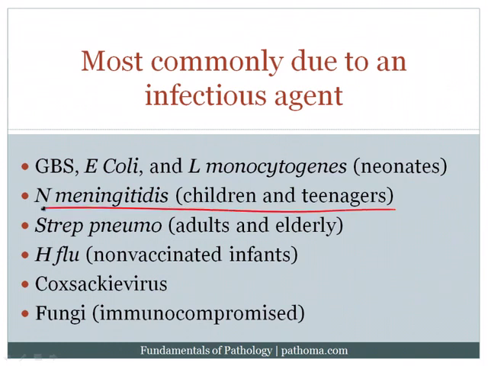Neisseria meningitidis is the most common cause in children and teenagers. Board examiners like you to know that this enters through the nasopharynx and then goes to the blood, and from the blood it gets to the meninges. Strep pneumo is the most common cause in adults and the elderly. H. flu would be a common cause in non-vaccinated infants. Board examiners like to go after that, especially with all the controversy over immunizations. Coxsackie virus is the most common viral cause of meningitis. It has a fecal-oral transmission. And then fungi can cause meningitis in immunocompromised individuals.